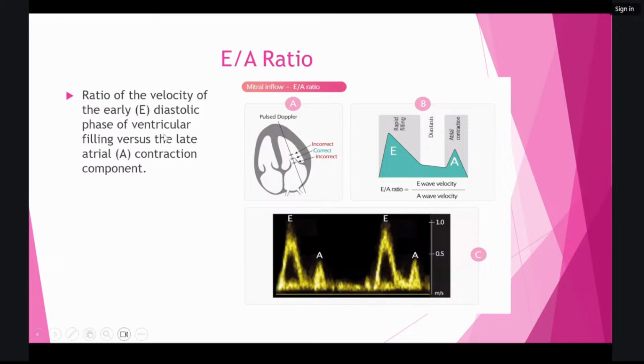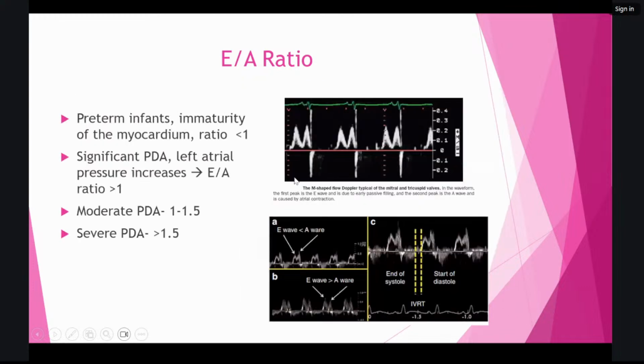EA ratio, the ratio of the velocity of the early diastolic phase of ventricular filling versus the late atrial contraction component. We create a four-chamber apical view and put the pulse Doppler on the mitral valve opening. So as we can see, this is the E and A and EA ratio. In preterm infants, due to the immaturity of myocardium, the ratio is less than 1. In significant PDA, left atrial pressure increases and EA ratio also increases. In moderate PDA, it is 1 to 1.5, and in severe PDA, it's more than 1.5.